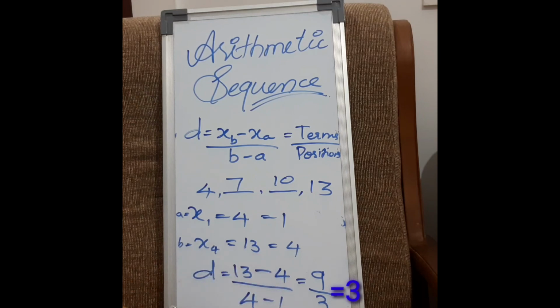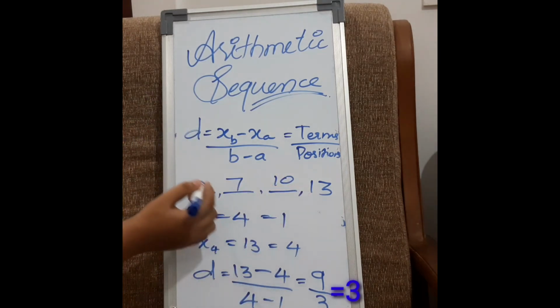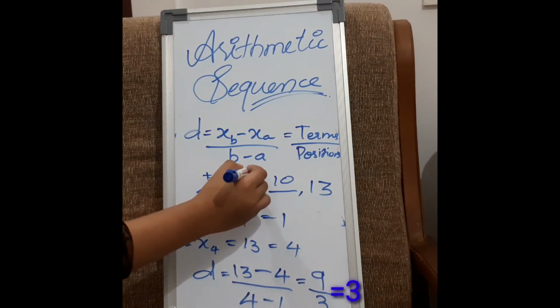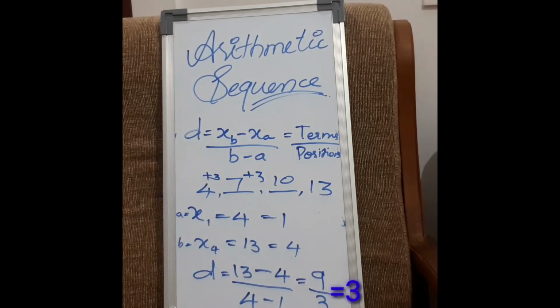We got the common difference 3. That is how to find the sequence. Just add the common difference. 4 plus 3, 7, 7 plus 3, 10, and 10 plus 3, that is 13.